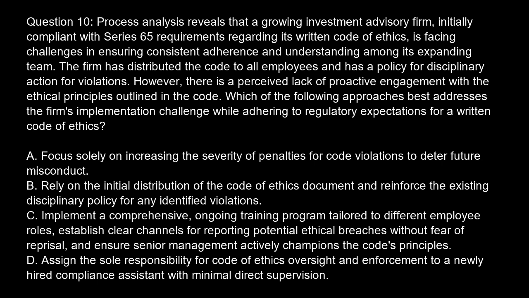Option A. Focus solely on increasing the severity of penalties for code violations to deter future misconduct. Option B. Rely on the initial distribution of the Code of Ethics document and reinforce the existing disciplinary policy for any identified violations. Option C. Implement a comprehensive, ongoing training program tailored to different employee roles, establish clear channels for reporting potential ethical breaches without fear of reprisal, and ensure senior management actively champions the code's principles. Option D. Assign the sole responsibility for Code of Ethics oversight and enforcement to a newly hired compliance assistant with minimal direct supervision.